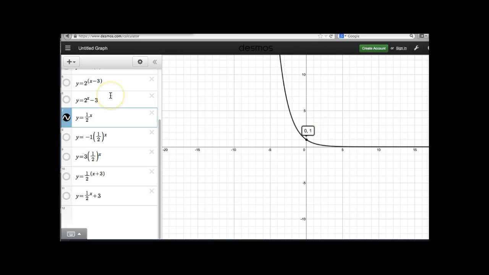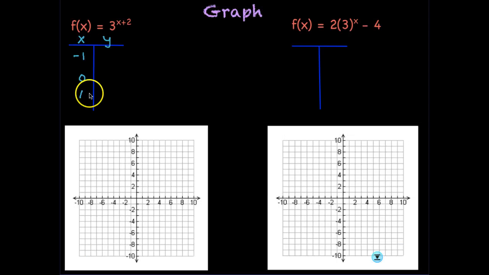Okay, now that you understand how all these transformations look, let's try to graph a few on our own. Let's try this: y equals 3 raised to the x plus 2. Well, hopefully right now you're saying that's a shift left of 2. So we know what the parent looks like, so that whole thing will shift to the left too. But let's go ahead and plug in key points to make sure we have the right points.